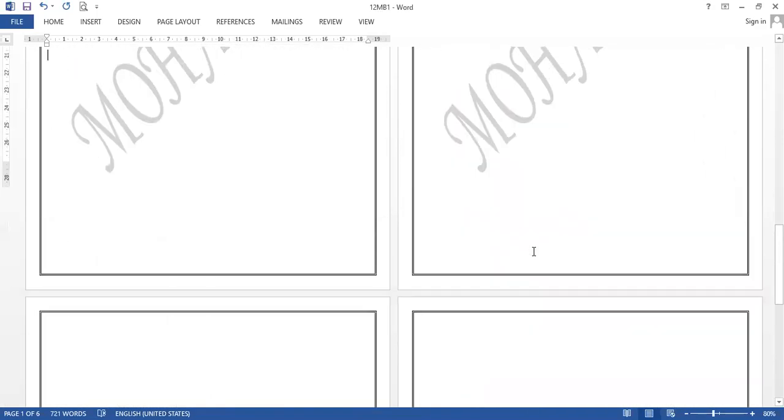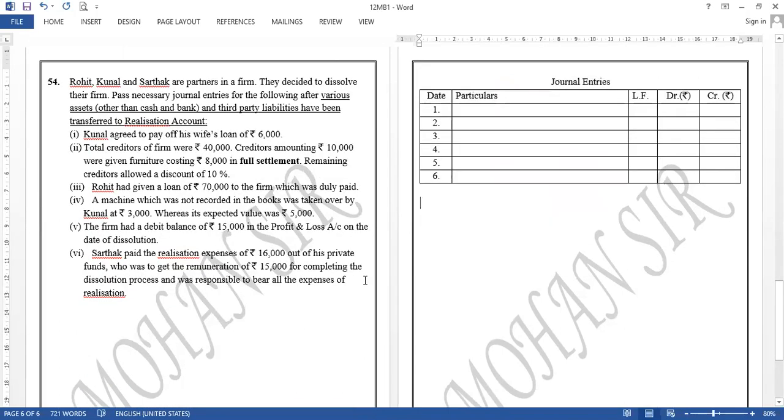Okay. Next one now. Rohit, Kunal, and Sarthak are partners in a firm. They decided to dissolve their firm, pass necessary journal entries for the following after assets and liabilities have been transferred to realization account. First one, Kunal agreed to pay off his wife's loan. Partner is taking a responsibility to pay wife's loan. Entry, please.